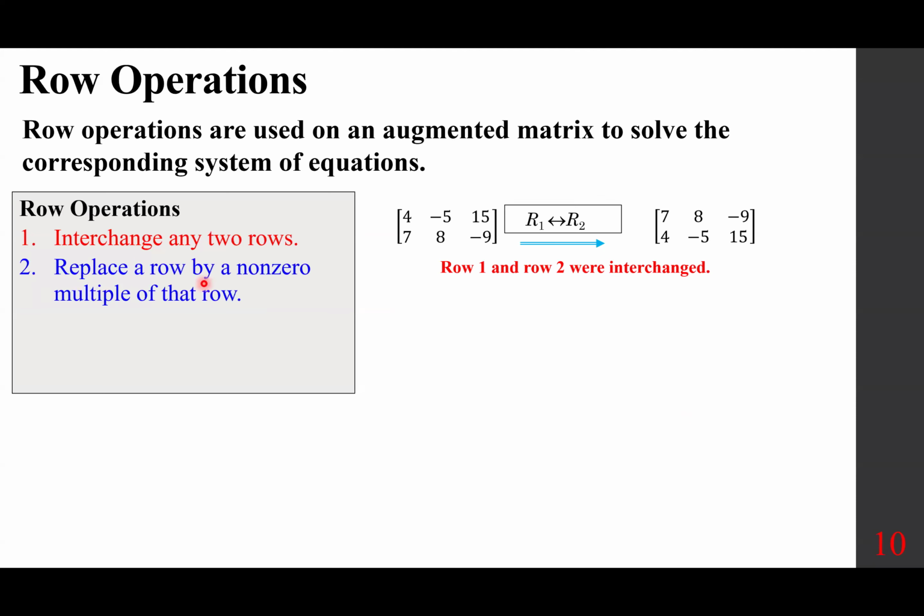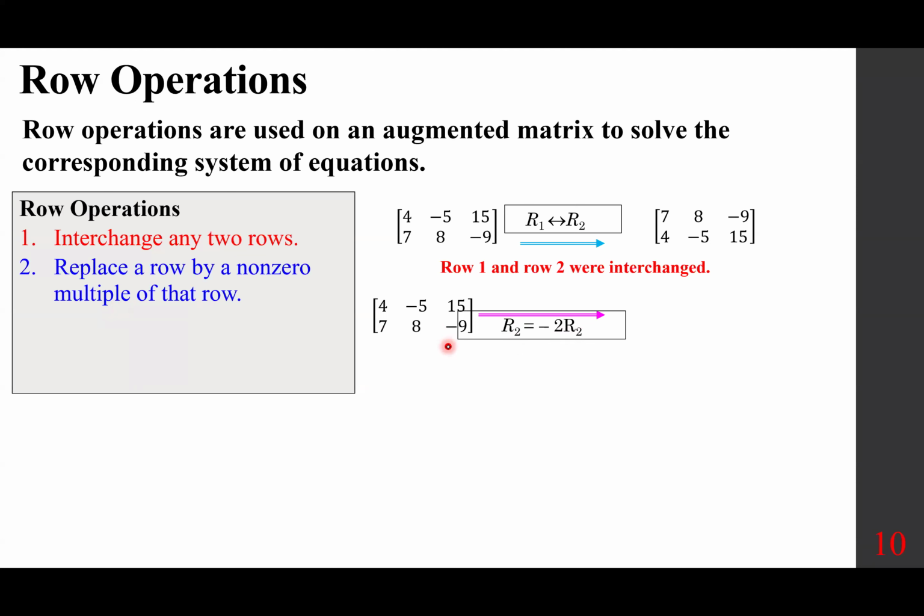Second one, replace a row by a non-zero multiple of that row. In this case, what are we doing? We are saying row 2, R stands for row. Row 2 is minus 2 times row 2. It means just multiply this one by negative 2. That's all it says. Multiplied by negative 2.